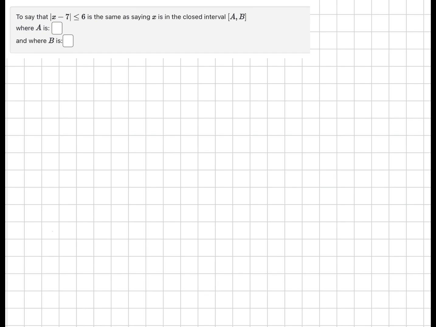Again, we're on the math portion of this. We have another absolute value. This one is a little different. Let's read the question. Let's make sure we get these questions read. Something we fail to do sometimes.